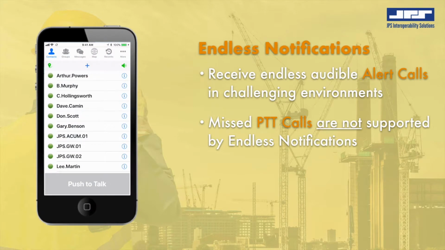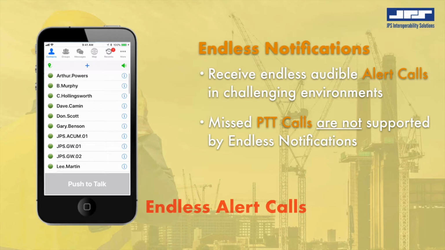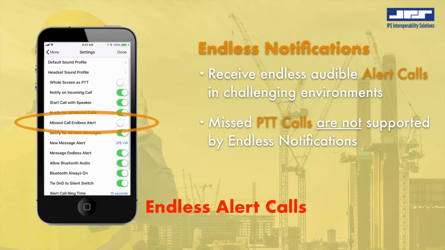Normally, when you receive an alert call from another VIA user, you'll hear an audible tone. And if you do not answer the alert call, you'll see a notification on your display. To enable endless alert calls on the iPhone, tap Settings, and then enable Missed Call Endless Alert.